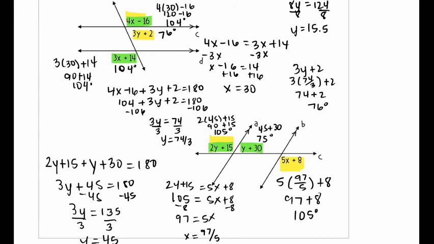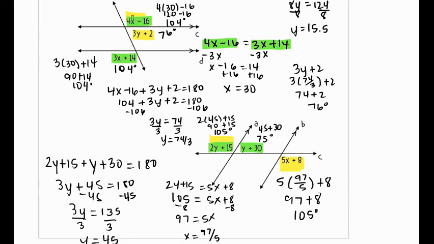Okay, so in the first example here, I started by setting the 4x minus 16 equal to 3x plus 14. I did this for two reasons. First of all, they are equal because they are alternate exterior angles. And then second, I started with this because they had the same variable.